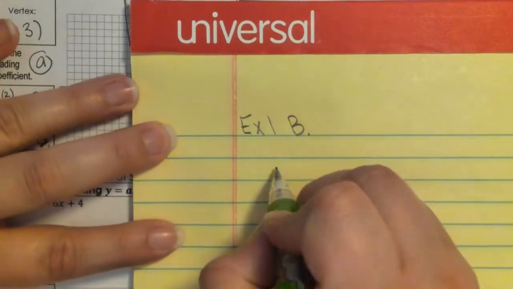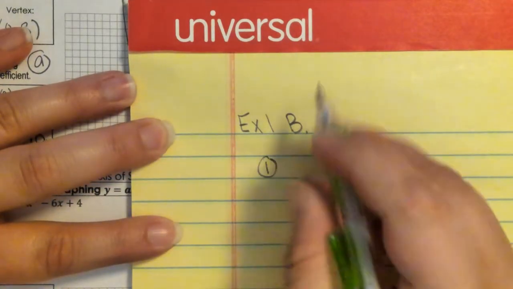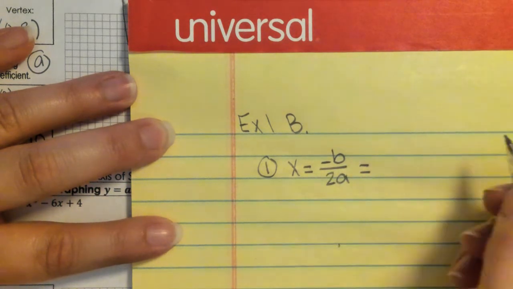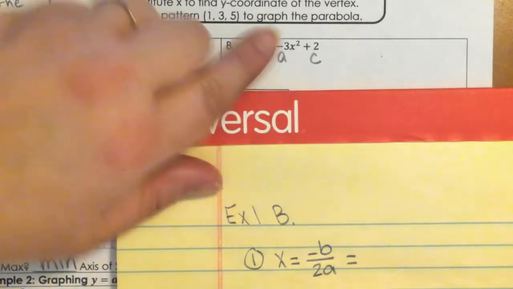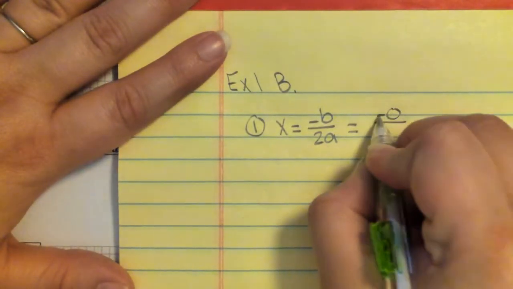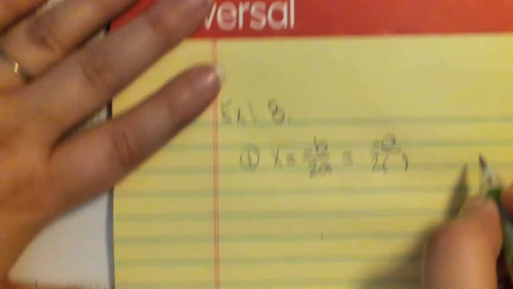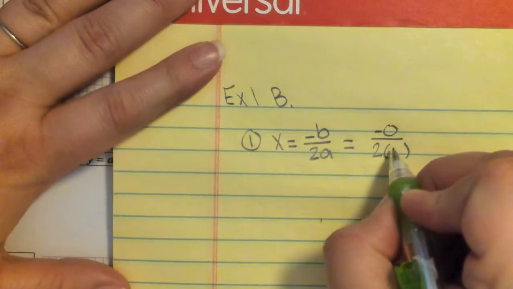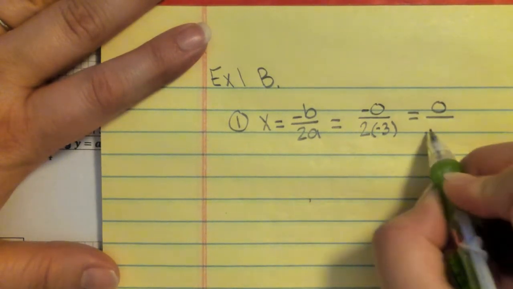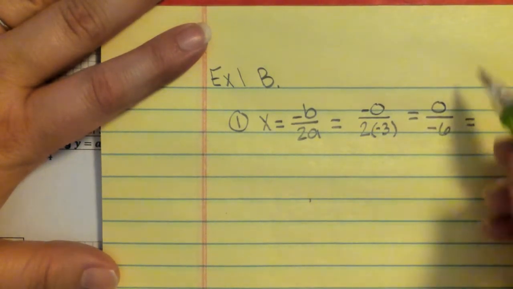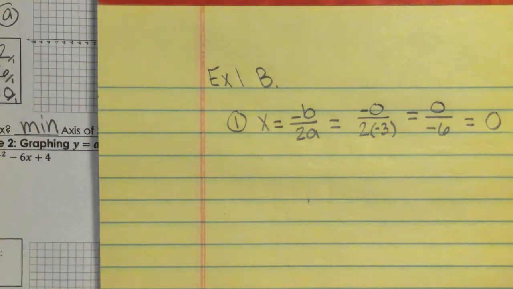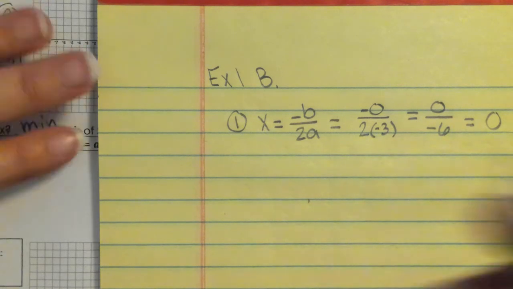So find the vertex, step 1, x equals negative b over 2a. In our problem, we don't have a b, so that would be 0. And then 2 times a was a negative 3. So if I simplify this, we've got 0 over negative 6, and 0 divided by negative 6 is 0. So currently I know that my vertex, the first part is 0.